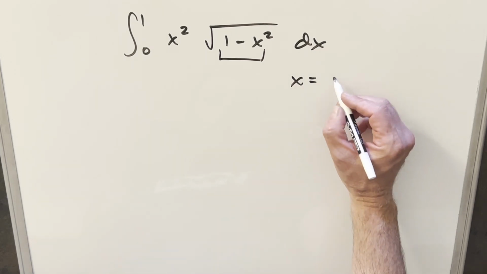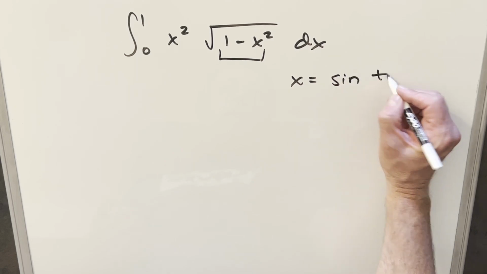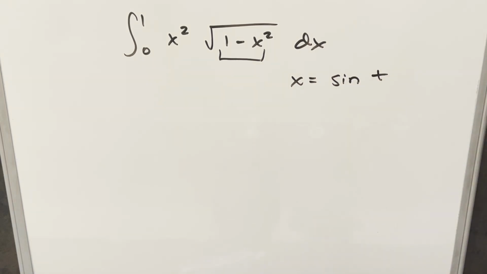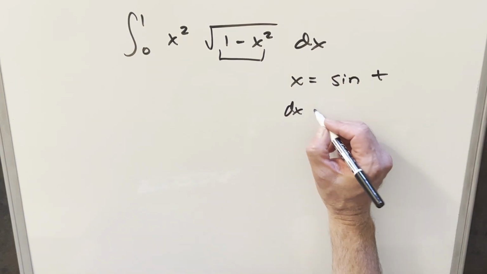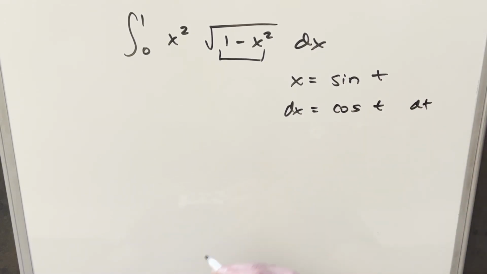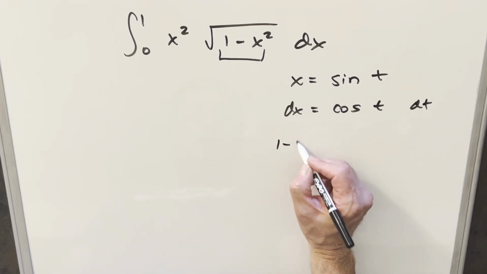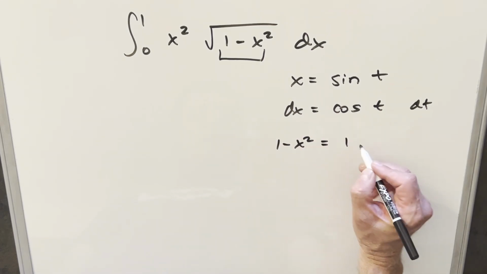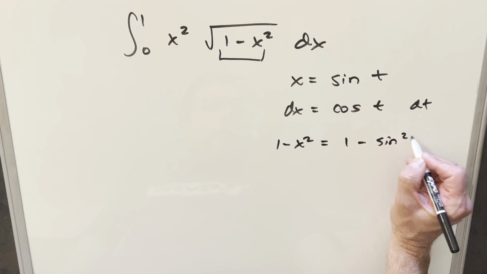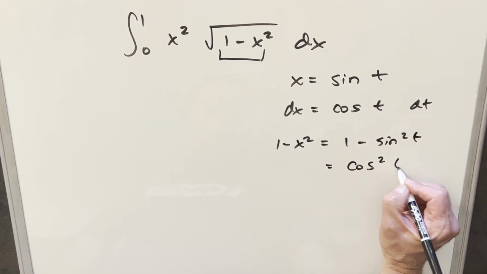For something in this form, what I want to do is substitute x for sine of t. Take a derivative, let's get our dx value. So dx is just going to be cosine of t dt. The reason this is going to work nicely is because 1 minus x squared is going to be the same thing as 1 minus sine squared of t, but we have the identity that we can write this as cosine squared of t.